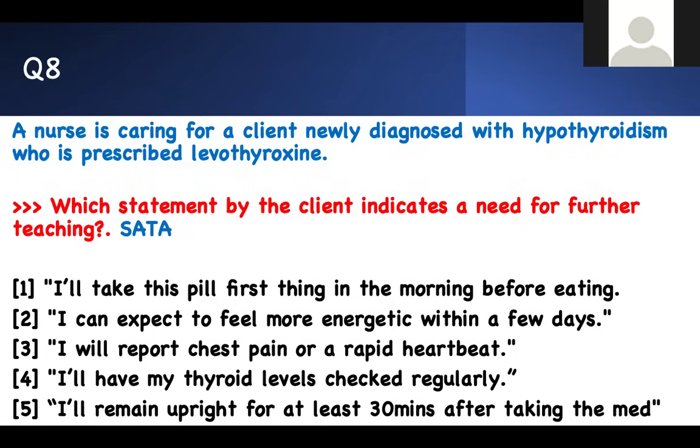And then she's caring for a client newly diagnosed with what? Hypothyroid, who is prescribed what? Levothyroxine. We've seen this already. That means they have hypothyroid, they need thyroid hormone. Which statement by the client indicates a need for further teaching? They're saying something that is wrong.